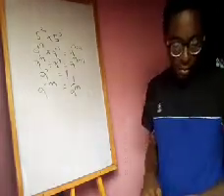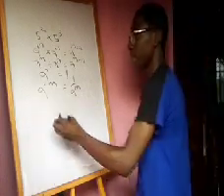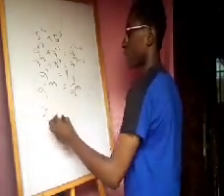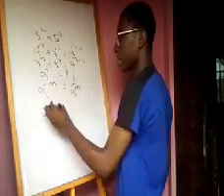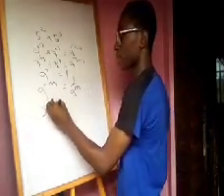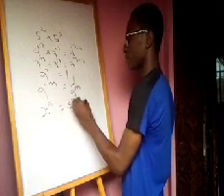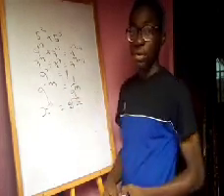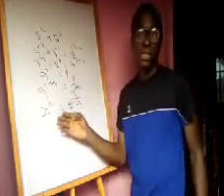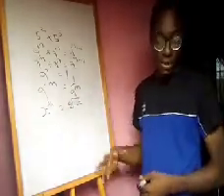Then anytime you have x raised to a fractional power, x raised to power 1 over a, that would be equal to the a-th root of x. If it's x raised to power 1 over 2, that would be the second root of x, that's the square root of x. If it's x raised to power 1 over 3, it will be the cube root of x. That's the third root of x, and so on and so forth. So these are just fundamental laws of indices.